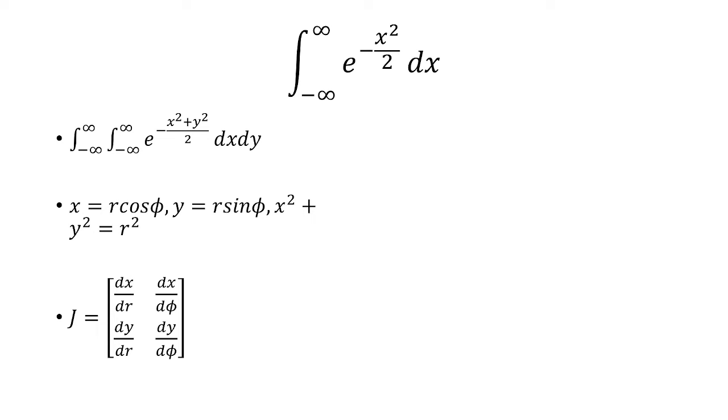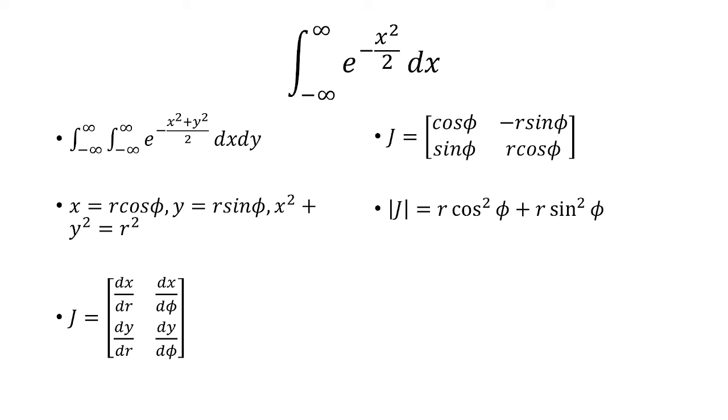Now, in order to make the substitution, we need to find the Jacobian, which is a 2 by 2 matrix. In the first row, we have dx over dr and dx over d phi. The second row, we have dy over dr and dy over d phi. Find the derivatives. We have cosine phi, negative r sine phi, sine phi, and r cosine phi.